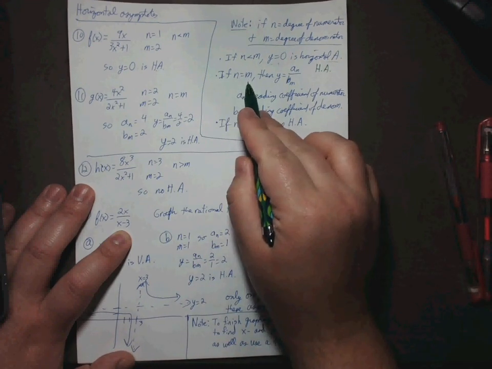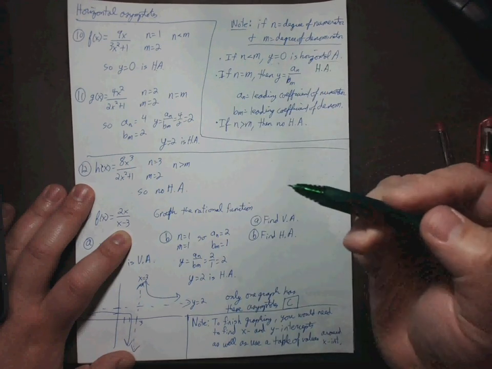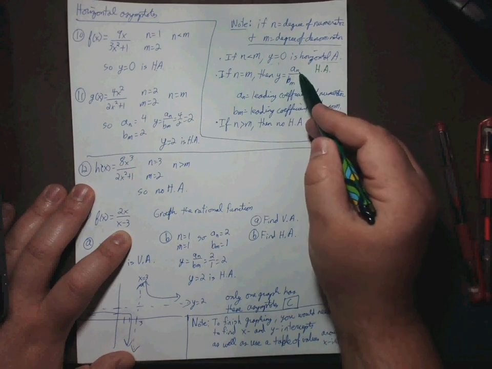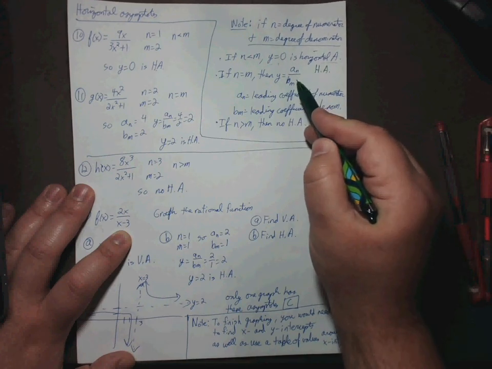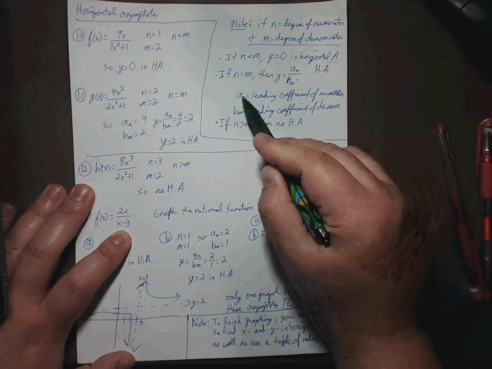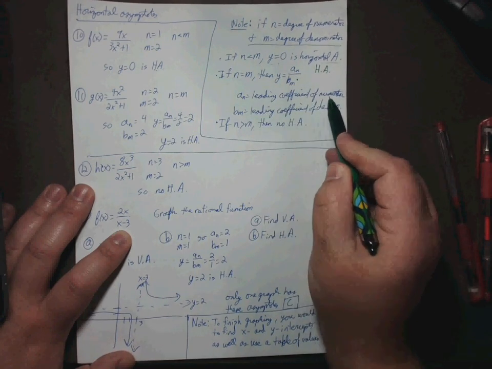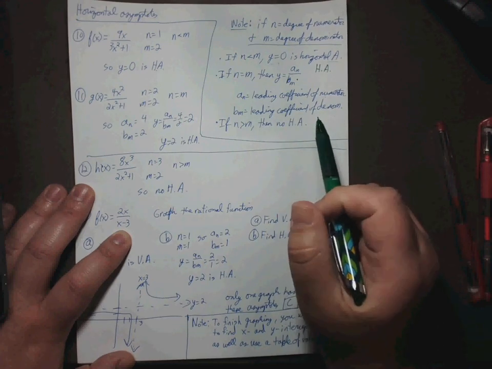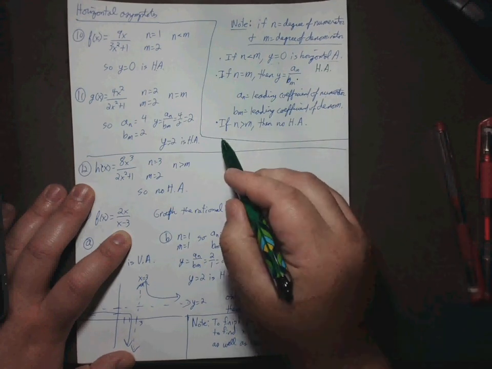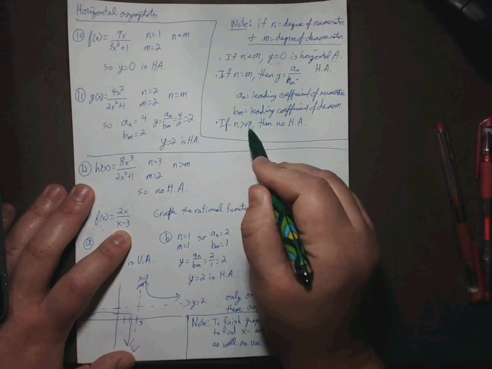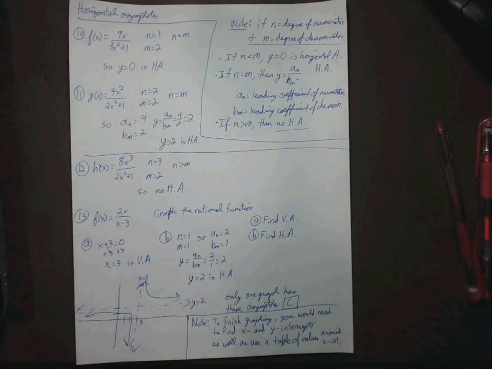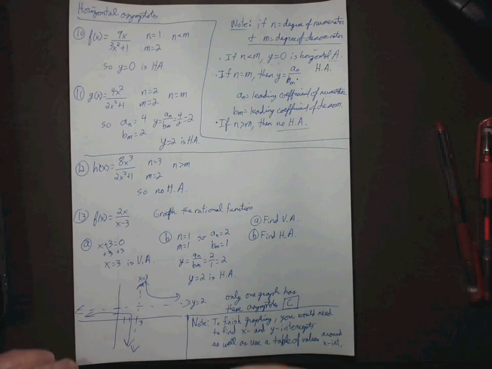If N is equal to M, if the degrees are the same, then the asymptote is y equals the leading coefficient of the top divided by the leading coefficient of the bottom. AN here is the leading coefficient of the numerator, and BM here is the leading coefficient of the denominator. If the top is bigger than the bottom, there is no horizontal asymptote. That's all you have to do for these 3 problems, just look at that information and see what it gives you.